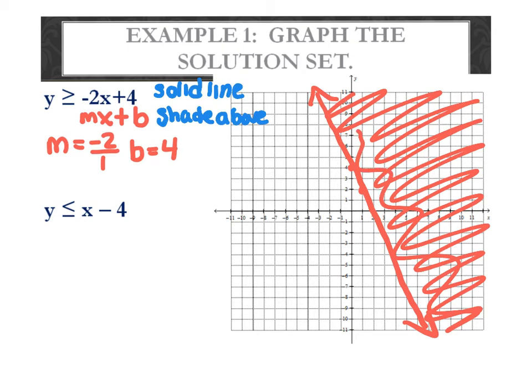For the next one, I know that my slope is 1, which is really 1 over 1, and my y-intercept is negative 4. So I can plot my point at negative 4 and go up 1 and over 1. Now, since it is less than or equal to, it's going to be a solid line. So I can draw my green solid line.